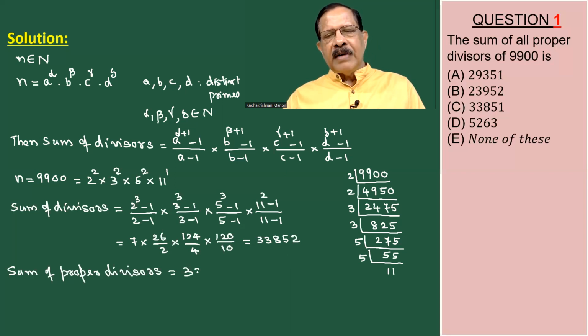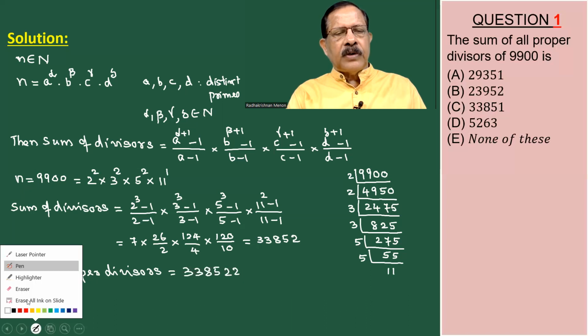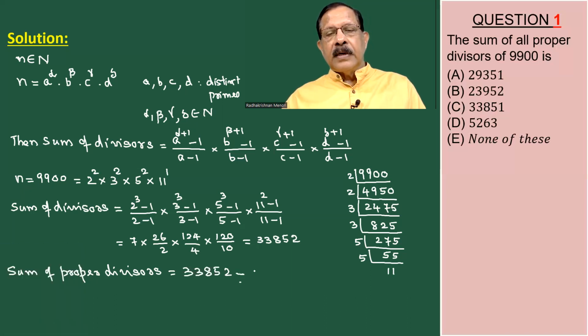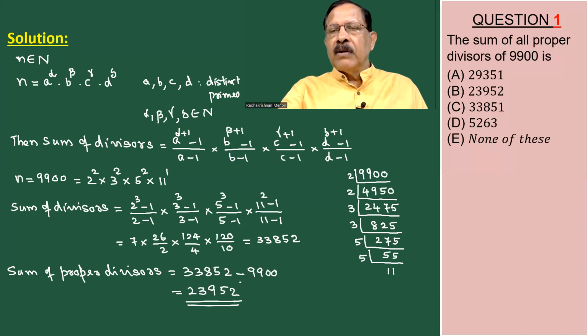So the sum of proper divisors will be, you subtract 9,900 from 33,852, which is equal to 23,952. 23,952 is appearing in option B.